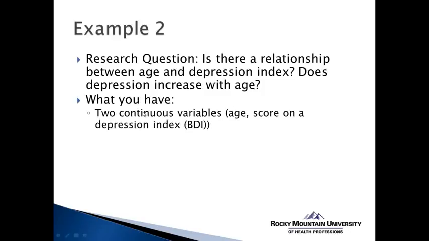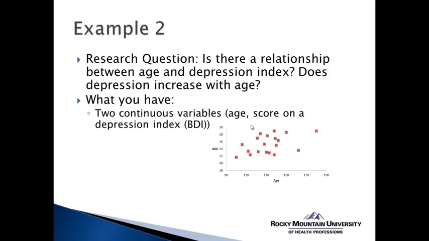So now what we have are two continuous or numeric variables, in this case age, and then score on a depression index, in this case the Beck's Depression Inventory, let's say BDI. So now we have two continuous variables that we want to try and relate. So we wouldn't use the chi-square test for independence because the outcome in that case is typically a category. Our outcome now is not a category.